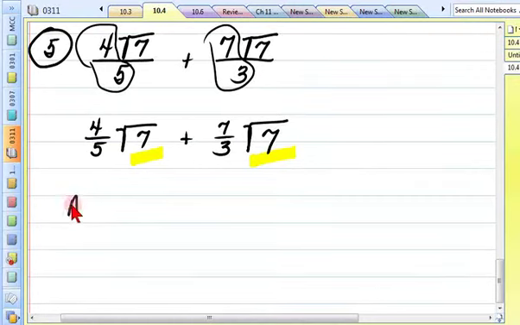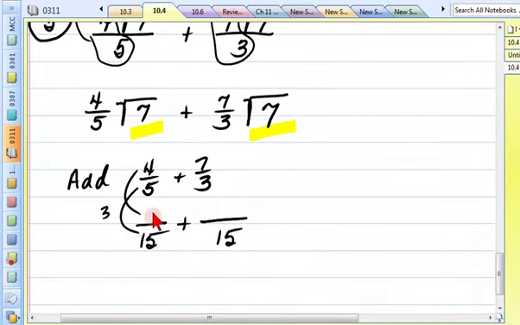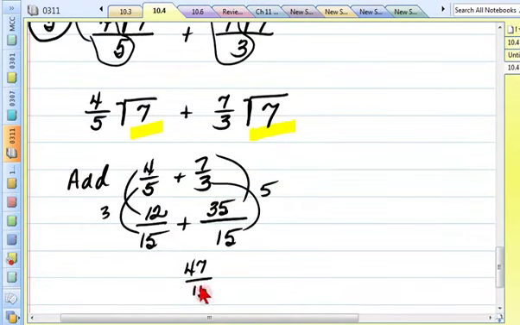So I'm going to need to add 4/5 plus 7/3. And maybe you go off to the side to do that. What's the common denominator? 15. 5 goes in there 3 times, and 3 times 4 is 12. 3 goes in there 5 times, and 5 times 7 is 35. And that gives me 47/15.